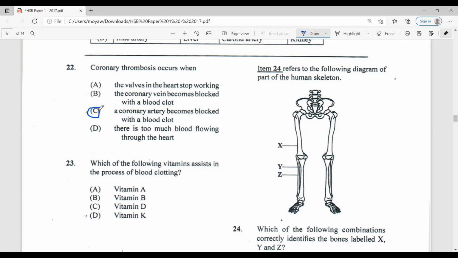So coronary thrombosis happens when the coronary artery becomes obstructed, and it's going to hinder the flow of blood. So it's going to stop blood from flowing. That's why we end up with the blood clot. So that's why I chose this answer. The coronary artery becomes blocked with a blood clot, and that is going to cause coronary thrombosis.